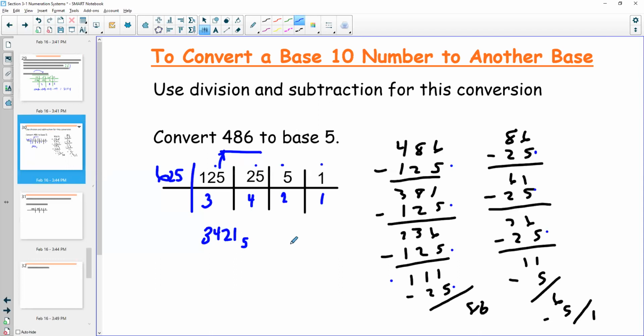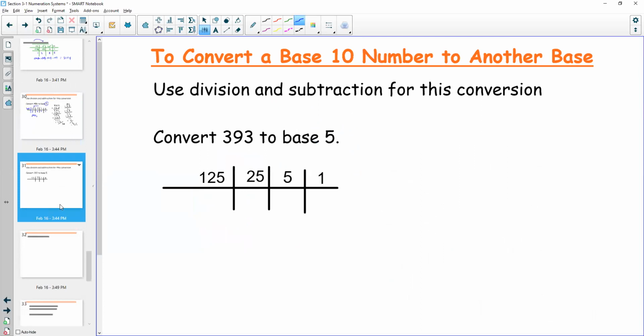Now the one thing you should pause and look at before you decide you have an answer is this: if you have a digit here bigger than something that exists in your base, you did something wrong. Like if I had 3,642, there are no 6s in base 5, so I would know something wasn't right.